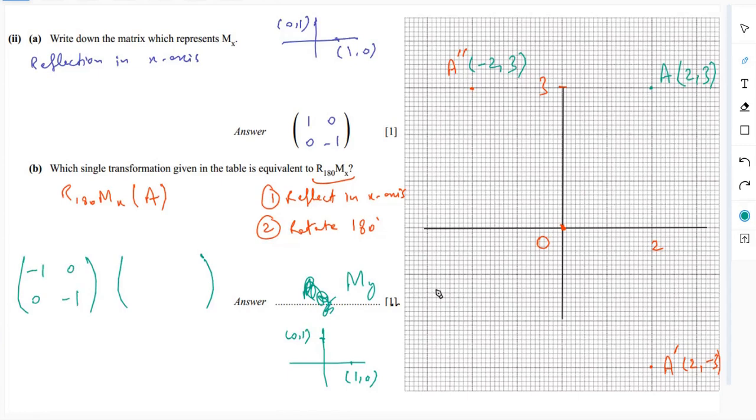Okay. What about mx? mx का क्या होता है? That's 1 0 and 0 -1. These are these two matrices, right? R180 and mx. This is what it is. Let's multiply them. Multiply कर लेते हैं. We get -1 plus 0, so -1, 0 plus 0, that's 0, 0 plus 0, that's also 0, 0 plus 1, so that's 1. You get this matrix.